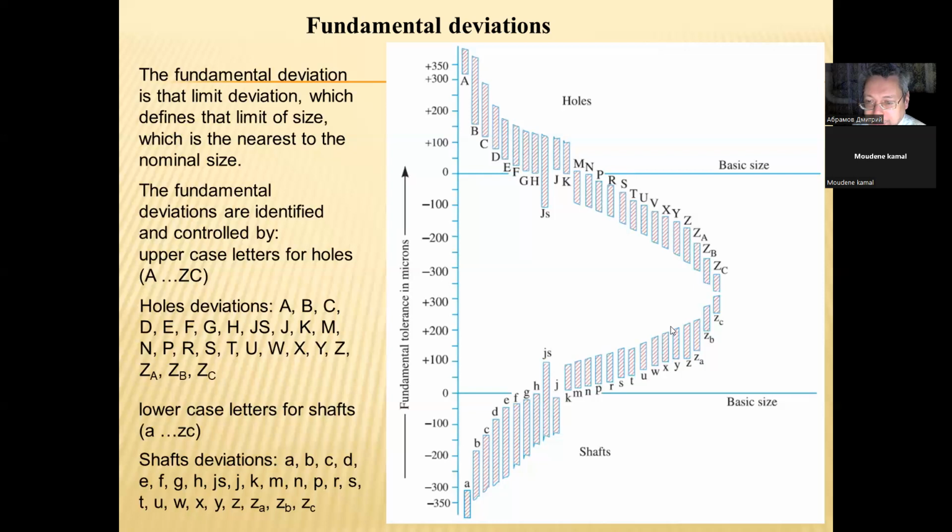For this tolerance field X, it's fundamental deviation. Upper limit deviation, lower limit deviation, and the nearest to the nominal size is lower limit deviation. So lower limit deviation is the fundamental deviation, and its name is X for these tolerance fields.